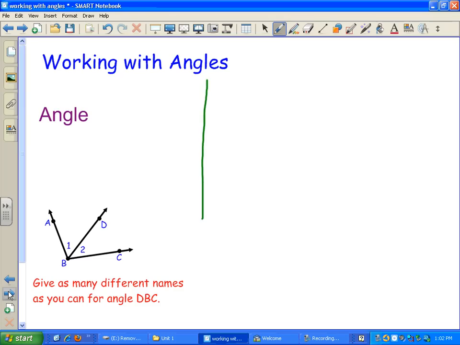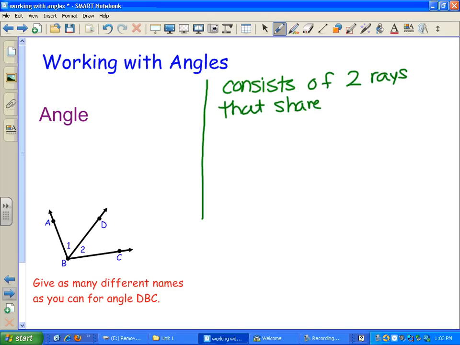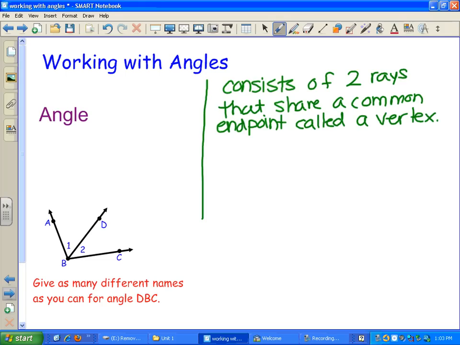An angle consists of two rays that share a common endpoint called a vertex. So let's go ahead and sketch what this looks like.